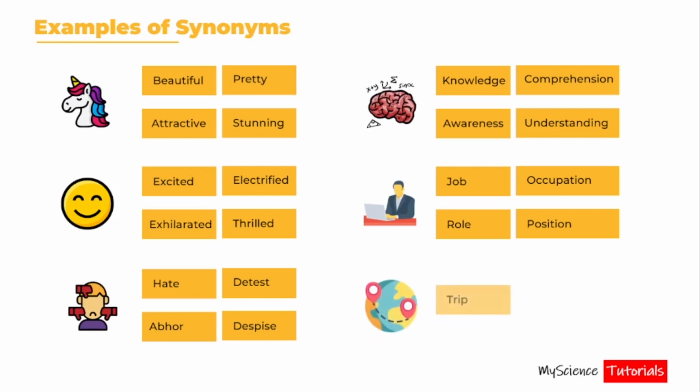Okay, so the next word is trip. Okay, so he went on a trip. We can also use the word tour. So he toured around the world. He went on a tour. It means he's traveling around the world.